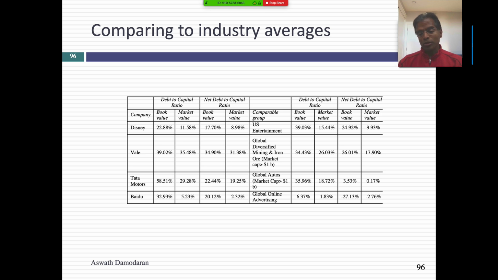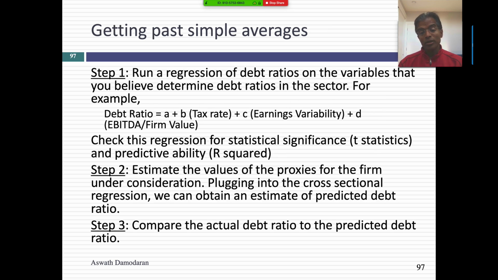So one of the ways you can use industry average is just compare your company to the industry average, see whether it confirms what you found with the cost of capital approach. But I'll go one step further. I'm going to argue that there are statistical tools I can use to not just look at the average, but look at why debt ratios are different across companies in my sector.